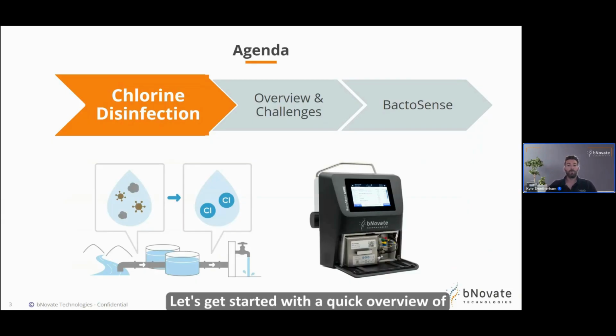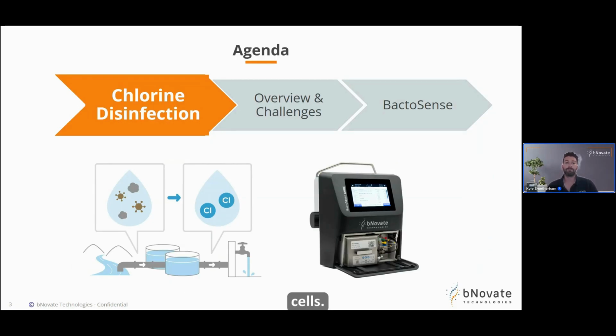Let's get started with a quick overview of chlorine disinfection. Chlorine disinfection is one of the most widely used methods for controlling microorganisms in water. It works by penetrating bacterial cell walls and disrupting essential processes, like enzyme function and DNA, ultimately inactivating or killing the cells.